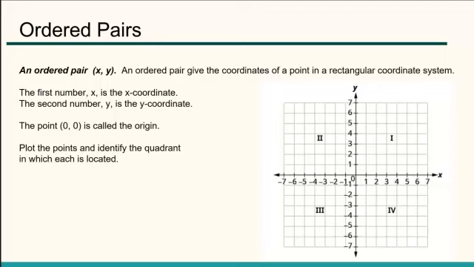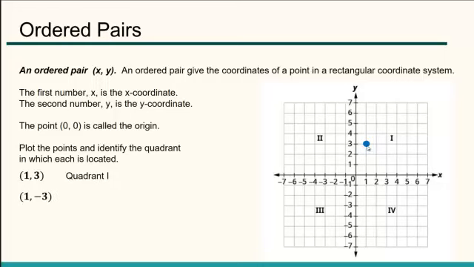Now we're going to plot some points and identify the quadrant in which each is located. So let's first look at the point 1, 3. The point 1, 3 means I go to where x is 1. It's kind of like x is my left-right button, so I go right 1 because that's positive. And then the y-coordinate's my up-down, so up is positive, and I'd go up 3. So if I were to mark that, I would mark it right there on that grid. Now I look to see what quadrant it's in. It's in quadrant 1.